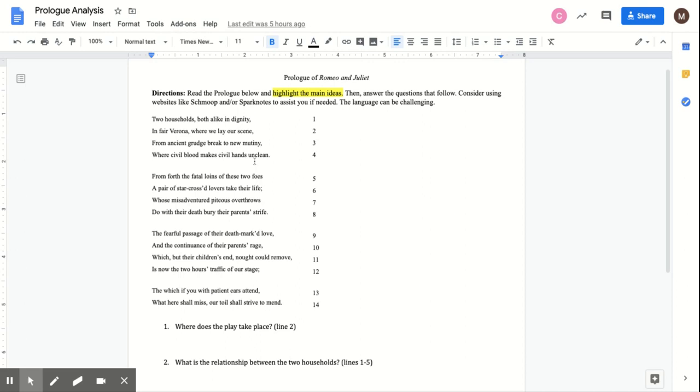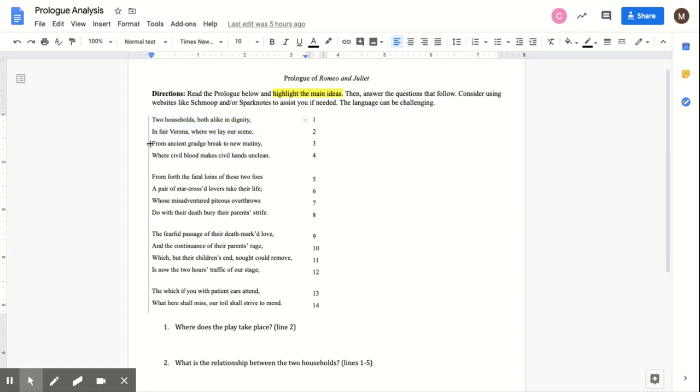So, go through this slowly, line by line, and try to understand what it's saying. For example, I'm going to do the first couple lines with you together. It says, two households both alike in dignity, in fair Verona where we lay our scene. All that is saying is there are two households that are alike in many ways. Two similar households, from similar backgrounds, similar type people. And they're in Verona, which is a city where we lay our scene. So our play is going to start in Verona with two families who are similar.